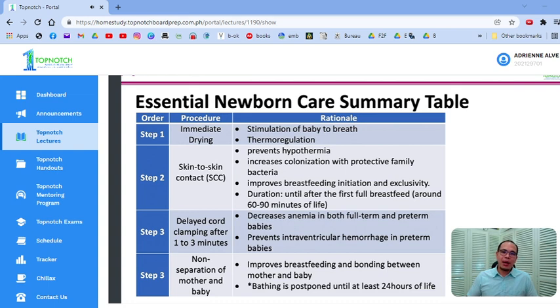You have to stimulate the baby para huminga siya, para mag-expand yung lungs, para bumagsak or mag-decrease yung pulmonary pressure. And another important reason for drying would be thermoregulation. Thermoregulation is very important for newborns, okay? A lot of newborns, if not thermoregulated properly, will deteriorate, okay? Hypothermia leads to a cascade of problems that is very detrimental to your newborns, okay?